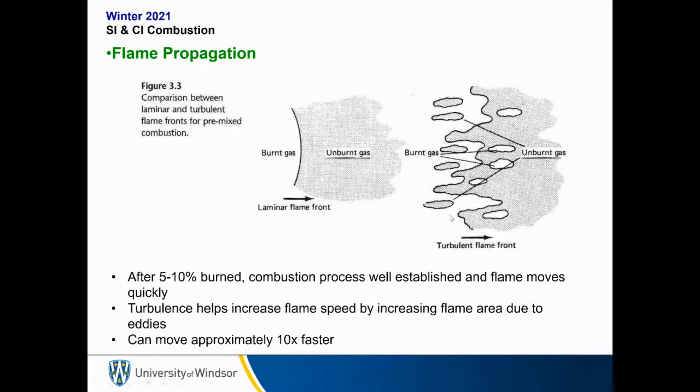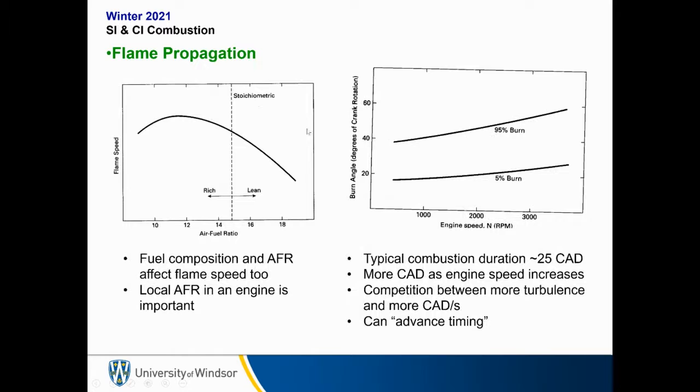But the idea here is turbulent flames are much faster than laminar. So flame propagation in spark ignition is mostly due to turbulent flames rather than laminar. During flame propagation, there are also some other considerations. Depending on the fuel composition, air-fuel ratio affects the flame's speed. If we have a rich air-fuel ratio, then we're going to have a faster flame.